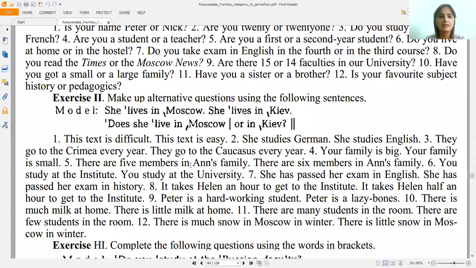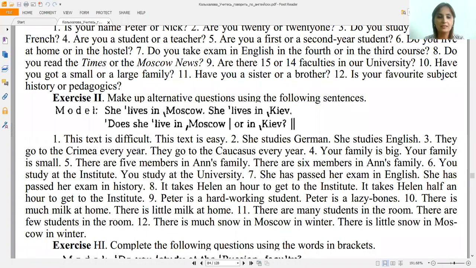This text is easy. So you should make an alternative question here from this example, like in the sample, like in the model. Is this text easy or difficult? Once more, please. Difficult or easy? Yes. Is this text difficult or easy? Okay. Good.